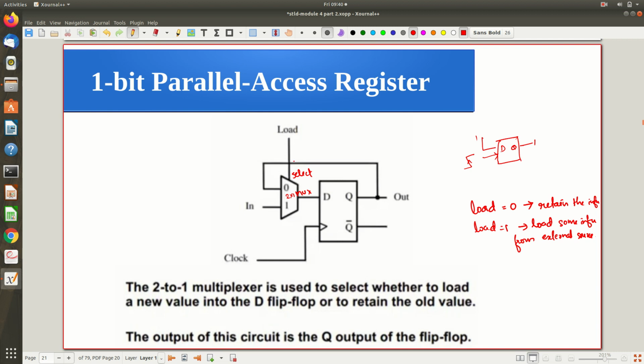So this load is acting like a select line. Whenever this select line load is equal to 0, right? In the background it will select this, so something like this will happen.